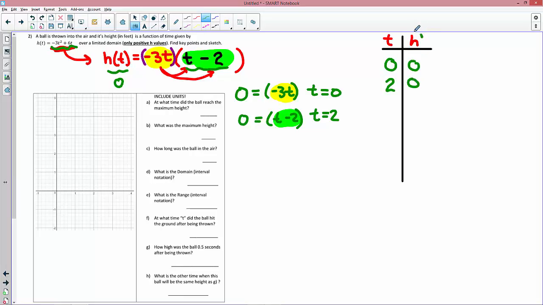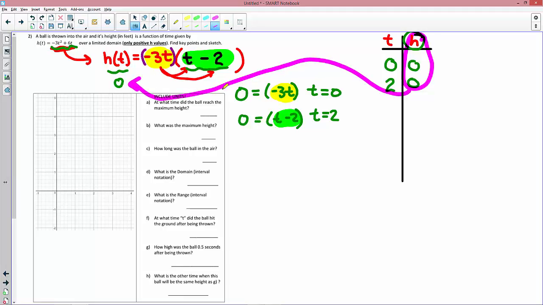How do I know the height is 0? Because I plugged it in right here. I know this because I put 0 right there. That's what I did. I said let h equal 0, and what would happen to t? And I got 2 t values that make h equal 0.